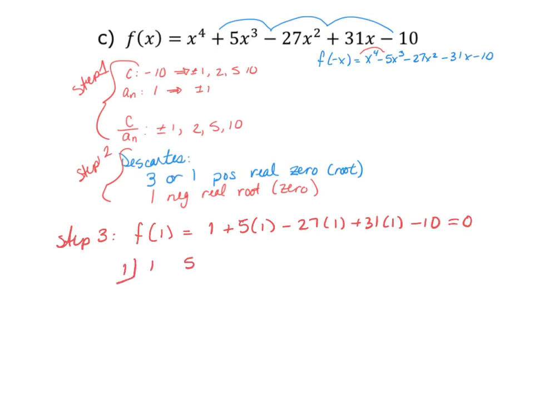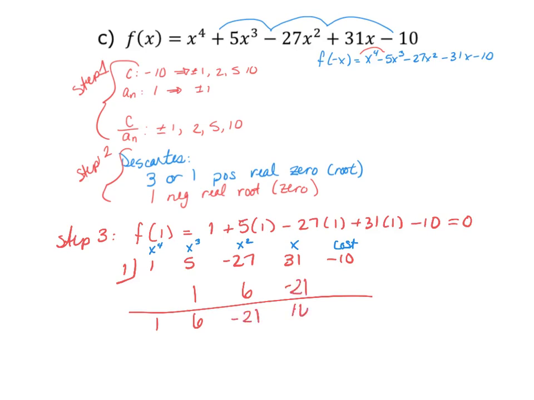So 1, 5, negative 27, 31, and negative 10. So x to the fourth, x to the third, x squared, x, and then my constant. And I always label the top so I know that when I drop it down by a power, I know what I'm at, and also that I make sure I've got all my coefficients in there. Okay, so I drop 1, and then 1 times 1 is 1. That gives me 6, then 6, and then this gives me negative 21, and this gives me 10, and then 10, and then 0.